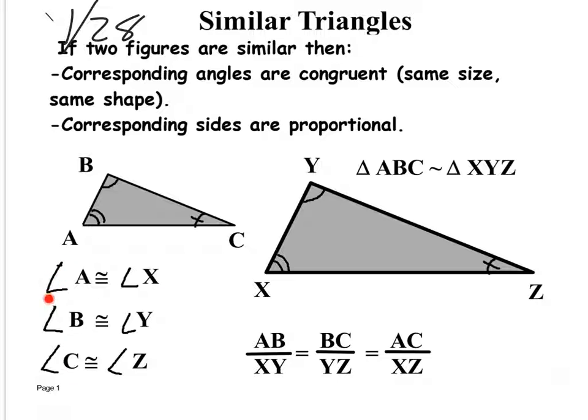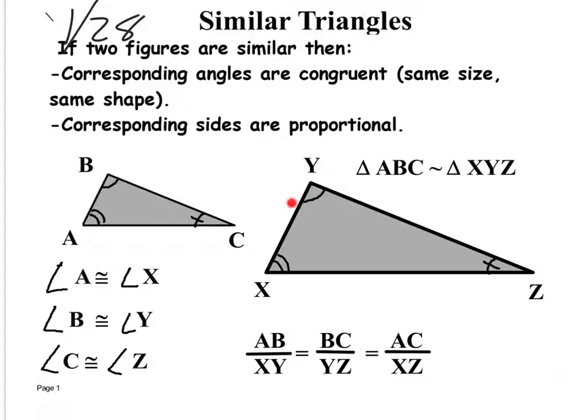This says angle A is congruent to, that's what the equal sign with the tilde means, angle X. Angle B goes with angle Y. Angle C goes with angle Z. Right? And then here's the proportional thing. Side AB is proportional with the side XY. If you go small over large, AB goes with XY. AC would go with XZ, and BC goes with YZ, right? So those sides are proportional.